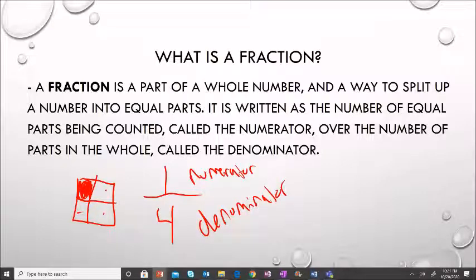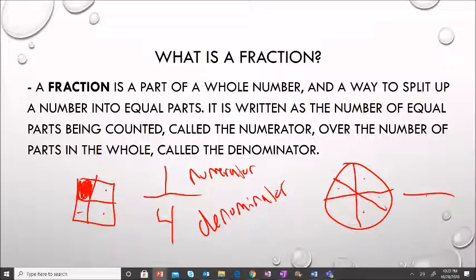Another example, we could do it in a pie chart, right? I have 1, 2, 3, 4, 5, 6 shapes to make up a whole. So I would write 6 on the bottom as my denominator. And let's say I colored in 4 of them. I go 1, 2, 3, 4, and I'm going to see 4 on top. So my fraction is 4 over 6. This probably isn't new to you guys.